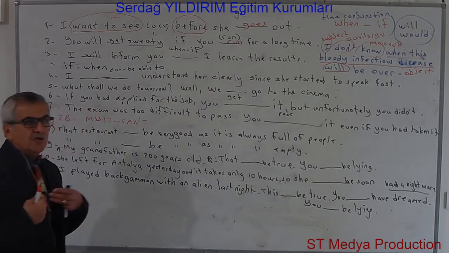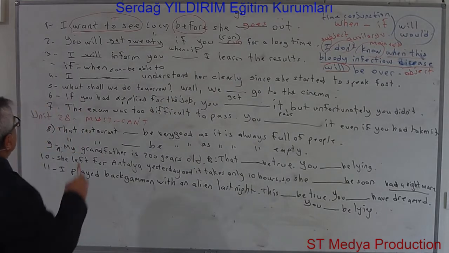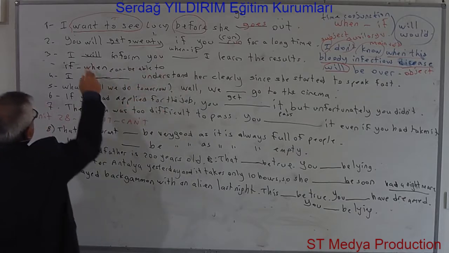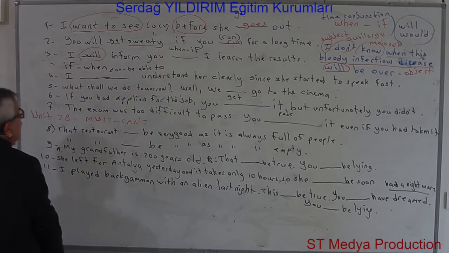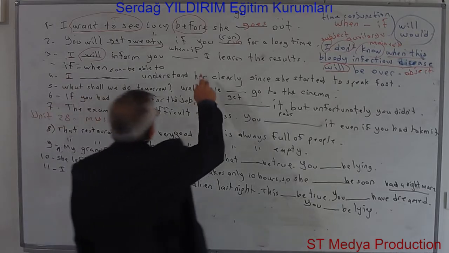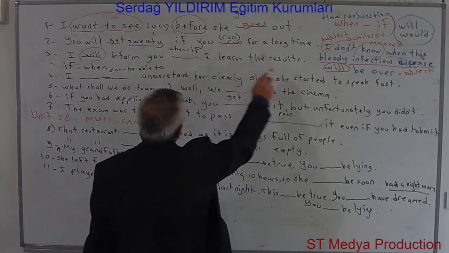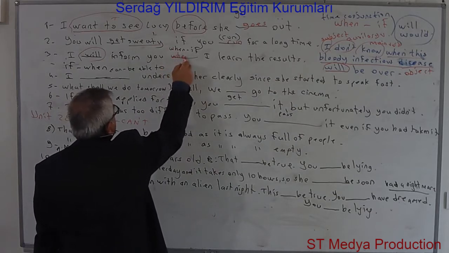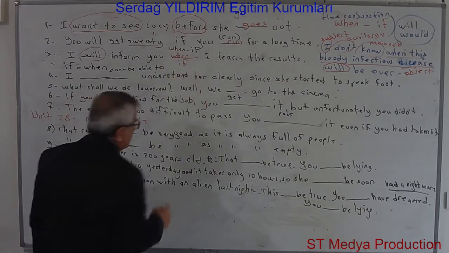Okay, my friends, 3. I will inform you when, if I learn the results. Do I know the results now? No. I will learn them in the future, and I will inform you in the future. Here, it is the main clause. I use will, but when we come here, I learn the results. Which conjunction can we use? We can use when, or we can use if.